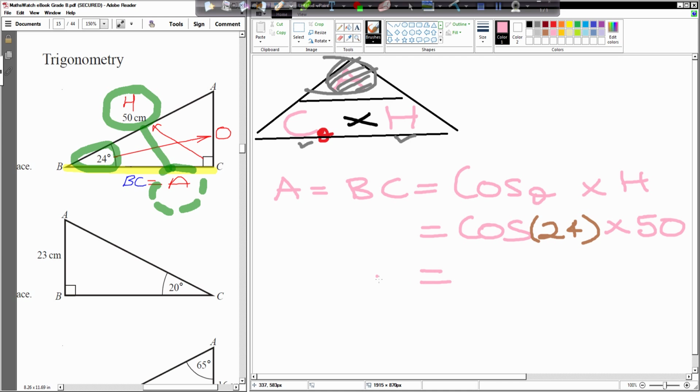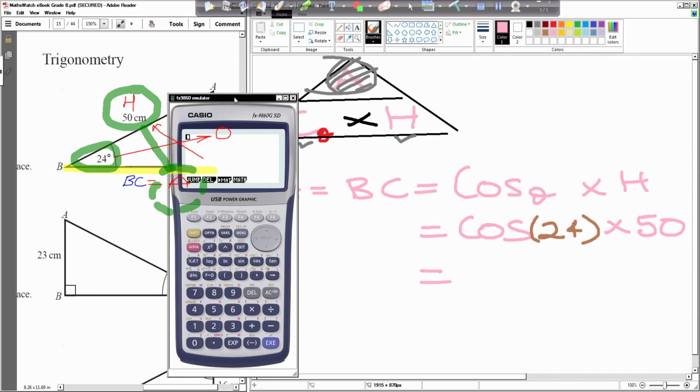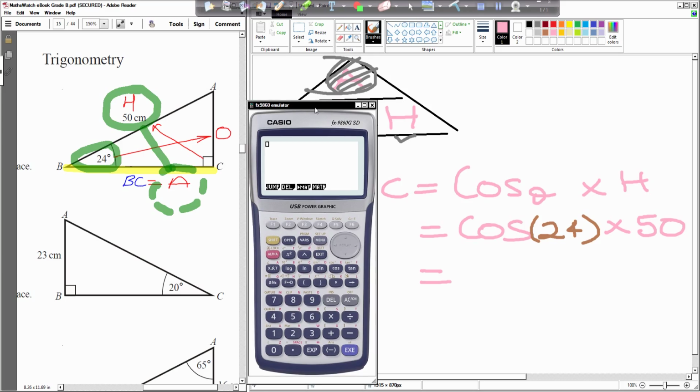So it's calculator time. First we get on the calculators. Let's get our calculator. So we have cos 24, close bracket. Hang on a second, I should be in math mode. That's actually matrices. Okay, one second. So we're doing cos of 24 degrees, then times it by the 50 as you see here.